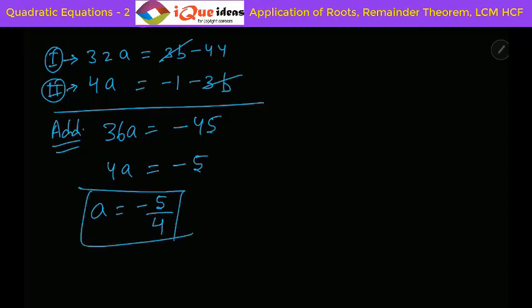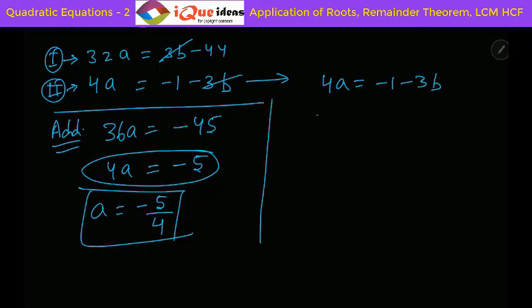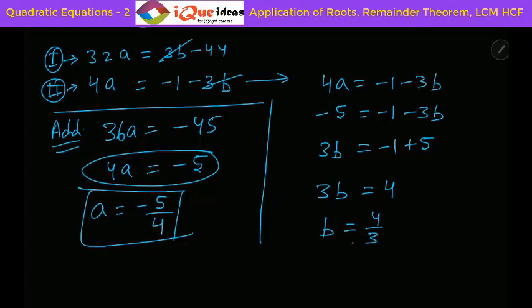Now let's put 4a equal to minus 5 in the second equation. The second equation was, I'll write again, it is 4a equal to minus 1 minus 3b. Right, so in place of 4a, just put minus 5. That is equal to minus 1 minus 3b, right? 3b comes to the left hand side, so becomes plus 3b. Minus 5 goes to the right hand side, so becomes plus 5. Right? So we have 3b equal to 5 minus 1, that is 4. So b is equal to 4 by 3.